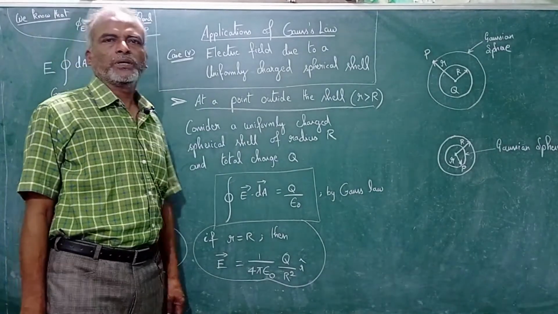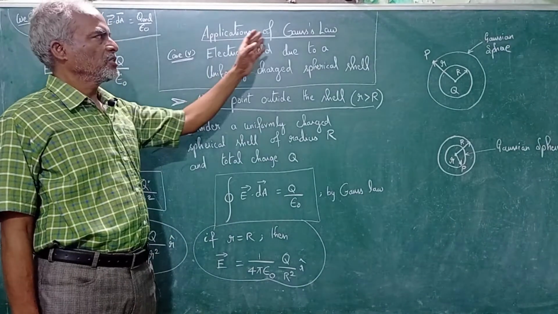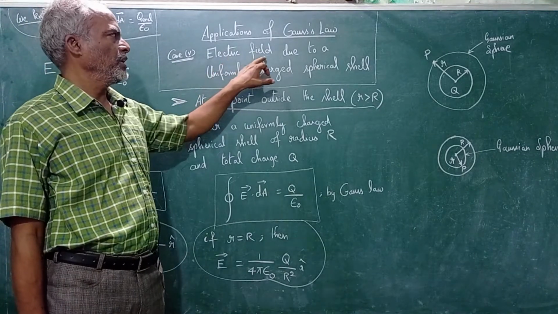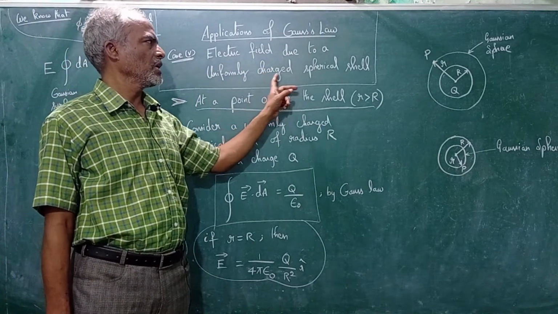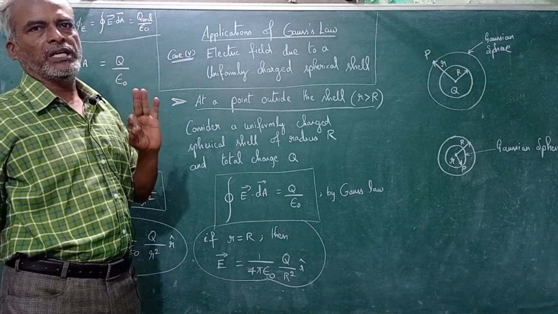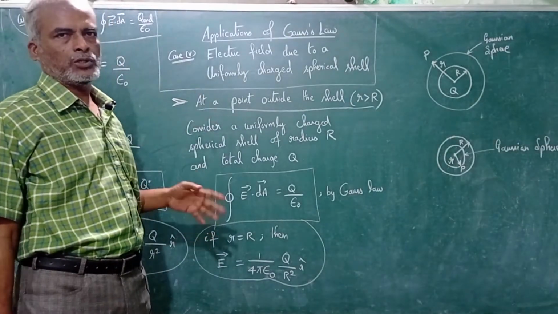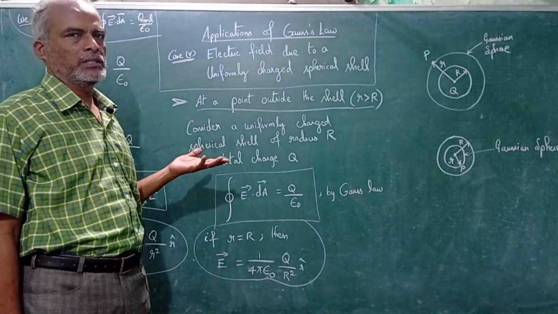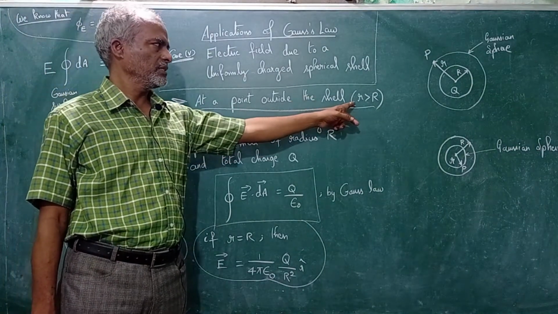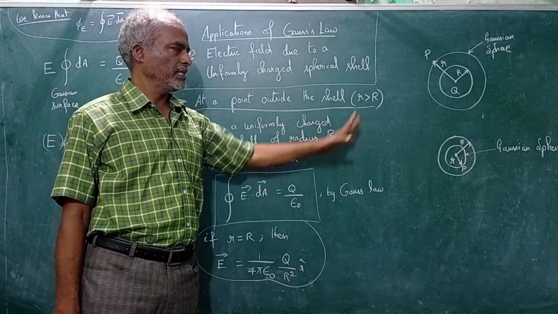So today's topic is about applications of Gauss law, case 5, that is electric field due to a uniformly charged spherical shell. In that we have three cases. So first we will see two cases, later on the third case. At a point outside the shell, that is small r is greater than R.